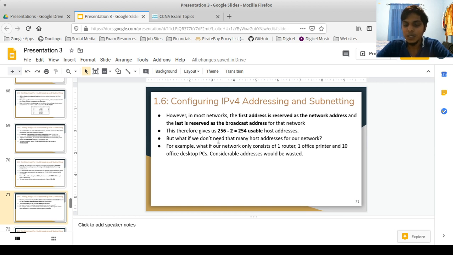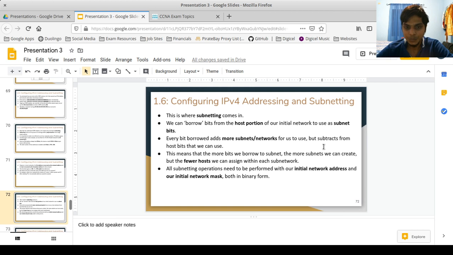However, what if we don't need that many host addresses for our network? For example, what if our network only consists of one router, one office printer, and 10 office desktop PCs, which is a very popular small office, home office network. So in this network setup, considerable addresses would be wasted. This is where subnetting comes in.